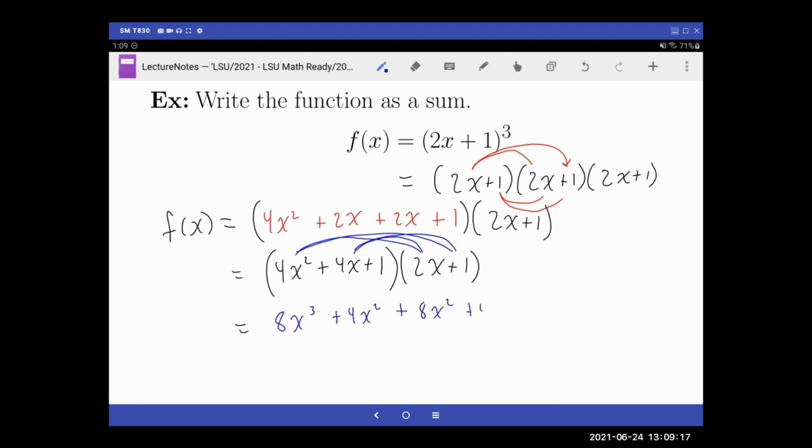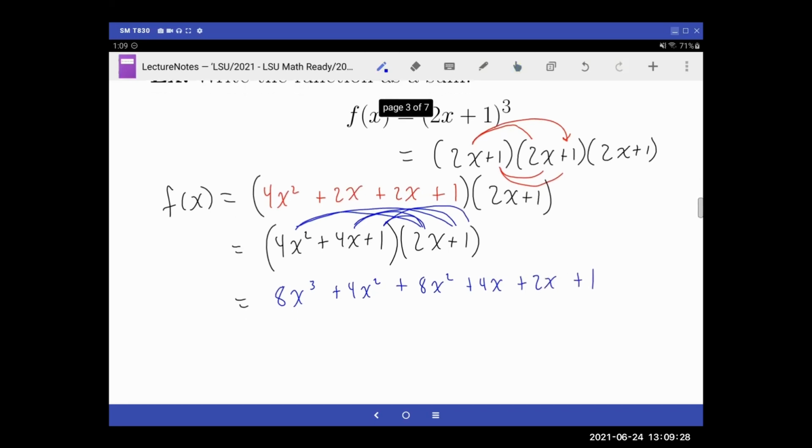4x times 1 is 4x. 1 times 2x is 2x. 1 times 1 is 1. Okay, combine my like terms, and I'll get the function written out as a sum.